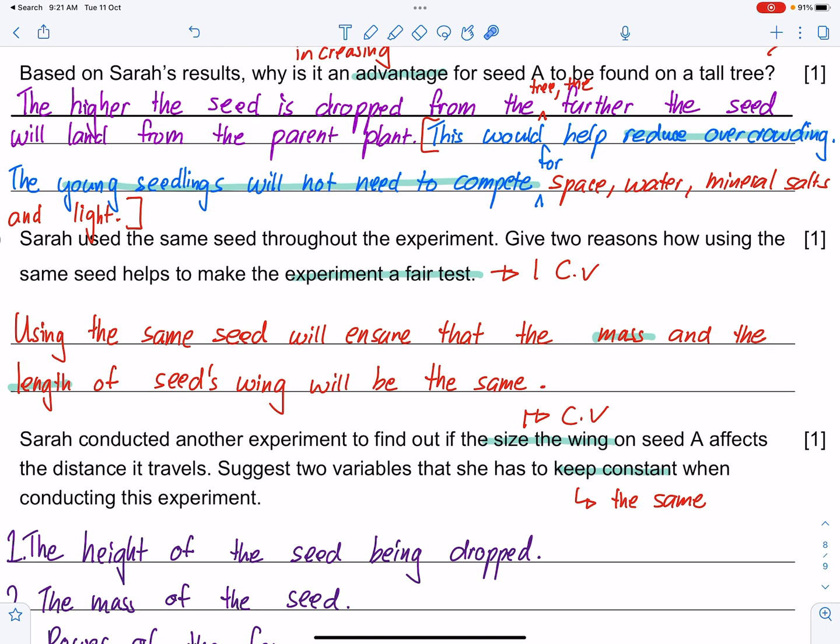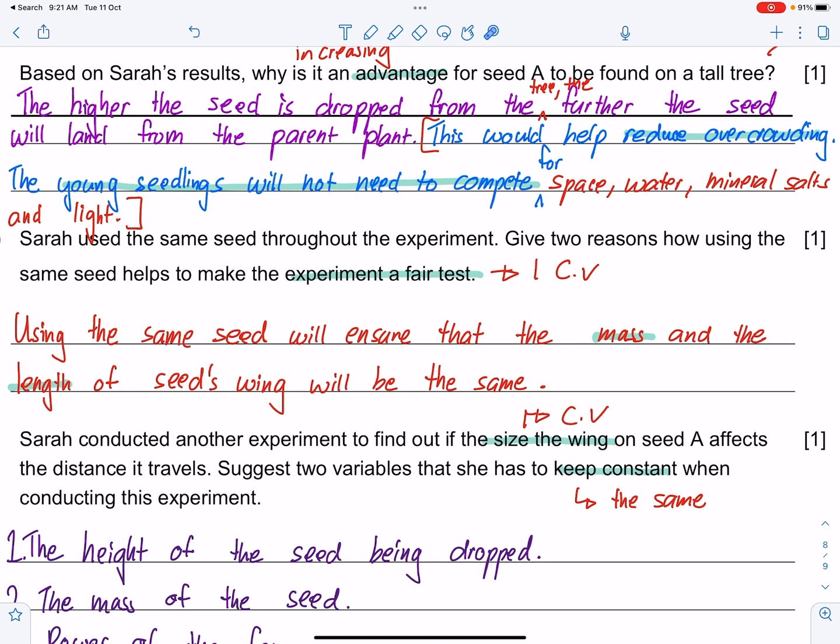You're not technically wrong, but at the same time, it is not the best answer. Because the question is really trying to tell you, given that it's the same type of seed, but it's a different one. Okay, it's a different one. Now, after that, I want to talk a little bit about this mass.